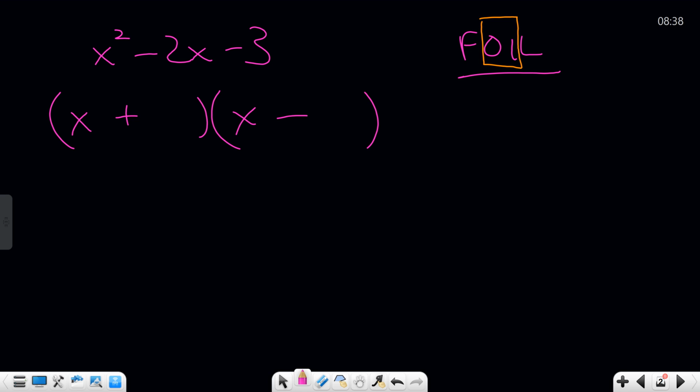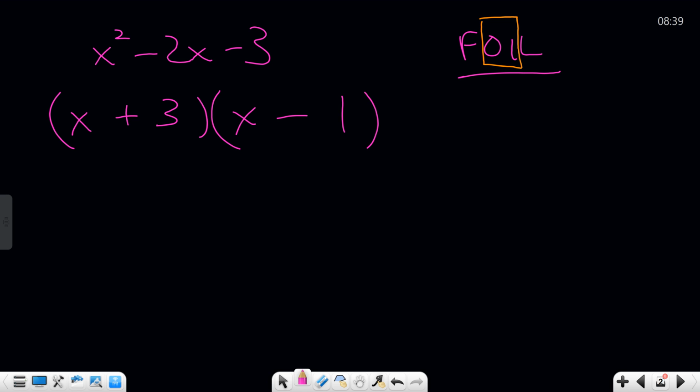-3 and 1. -1 and 3. Are there any other possibilities? No, so we got to figure out which one it is. So I'm going to do it incorrectly first to show you what happens when it's wrong. So I think it's going to be a 3 here and a 1 here.